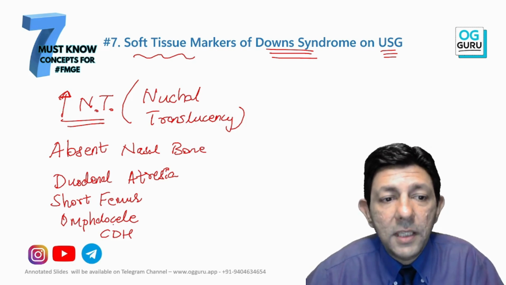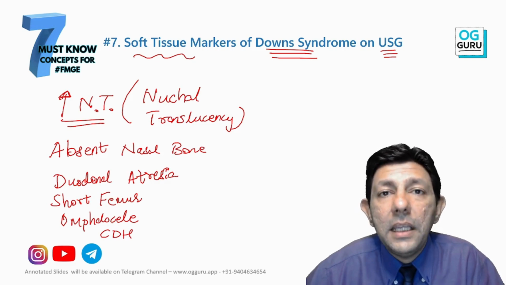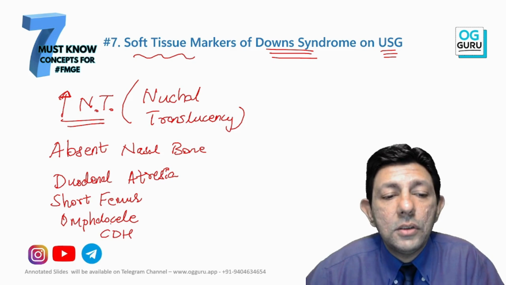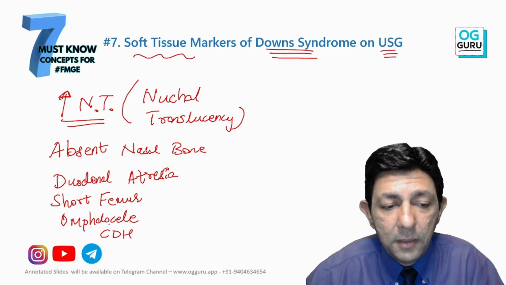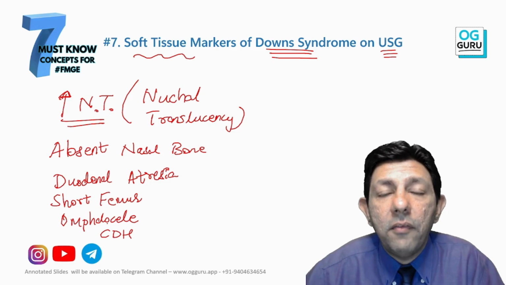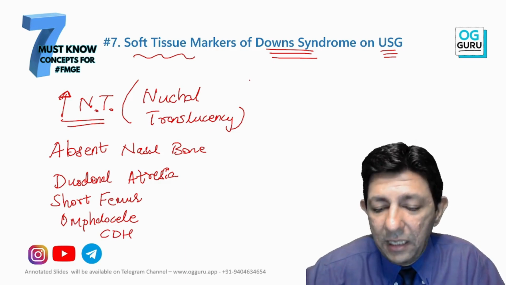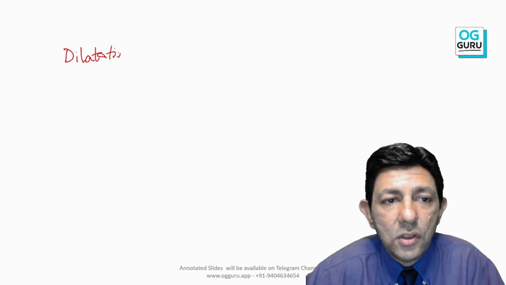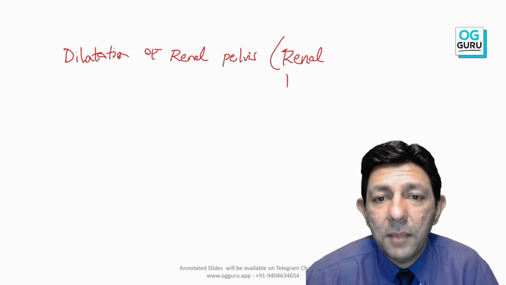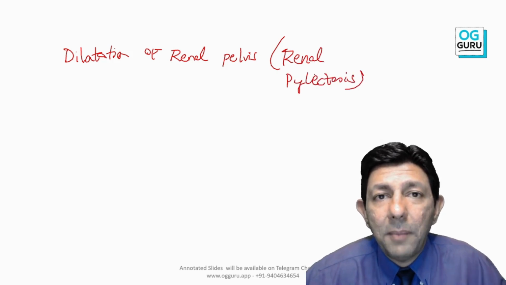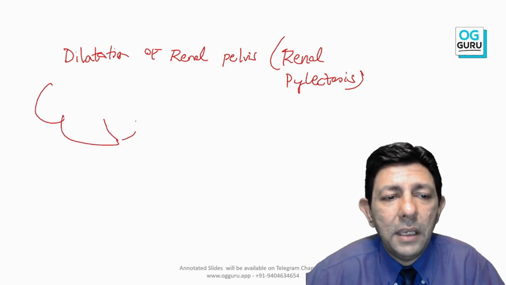Increase in nuchal translucency, absent nasal bone, duodenal atresia, short femur, short humerus, omphalocele, diaphragmatic hernia, and sometimes also remember your very important echogenic intracardiac focus. Okay, dilatation of the renal pelvic-calycial system. Dilatation of the renal pelvis is also there. That is called as renal pylectasis. Very, very difficult virgin MCQ. Renal pylectasis. Sometimes within the heart, you may get an echogenic focus. Echogenic intracardiac focus.